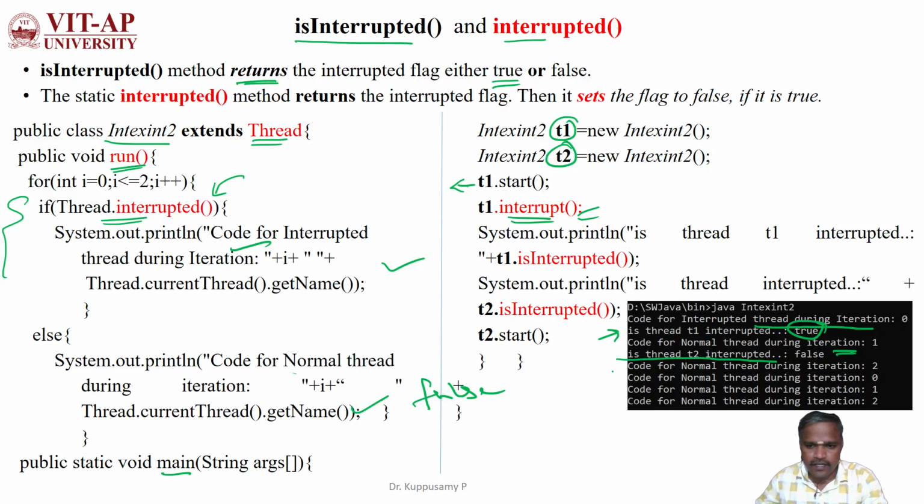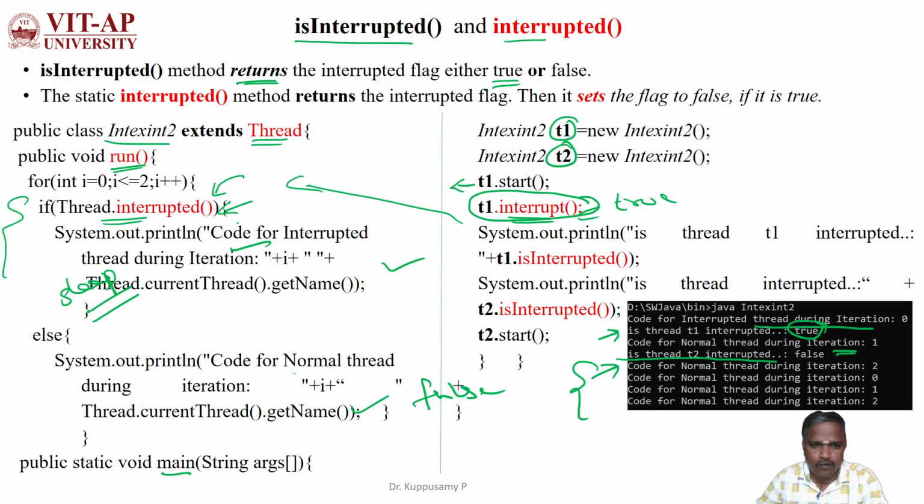Then the remaining iterations for the first thread: once it is interrupted, you look at that, the first time it is true. Then it is in the active mode, because you see here we are not using any sleep mode. That's why it is behaving normally. So the second time and third time it is working as usual. That's what this example shows, just returning true or false.